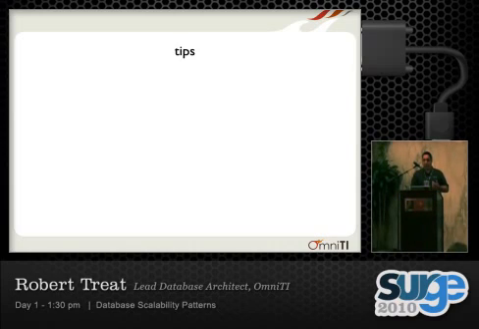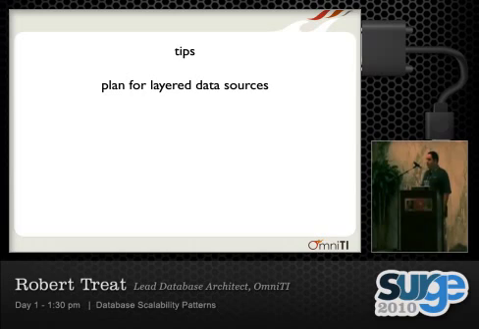So a couple of quick tips, just to re-stress some things. Plan for layered data sources. This is not a foreign concept now, like I said. People are pretty comfortable with the understanding of memcache in front of a database: I will look in one place for data, and if it's not there, I'll go look over in the database for that. So plan for that right off the bat. There's no reason not to think about that as you're building an application.